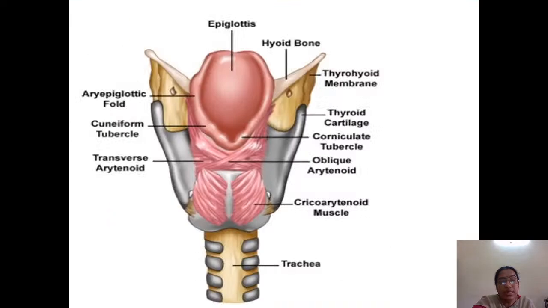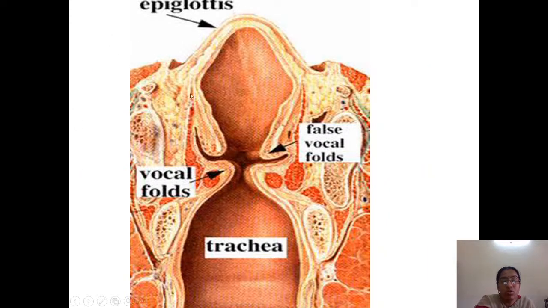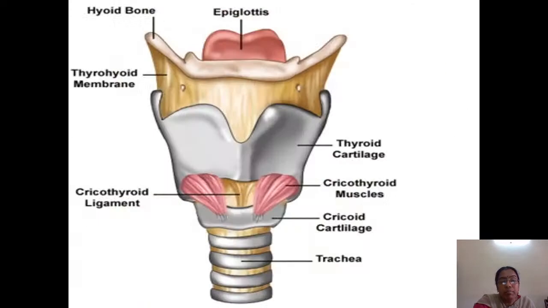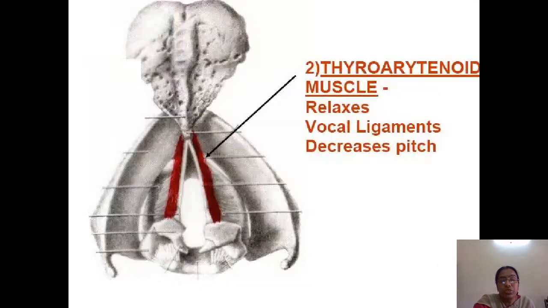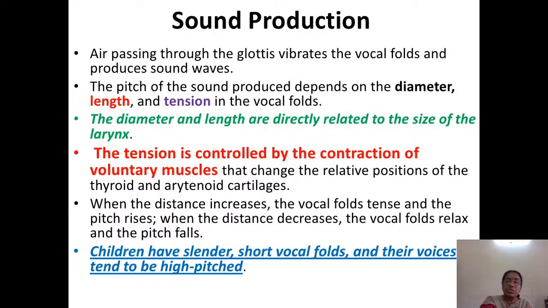Let's see one picture. It is vibrating that part. These vocal folds vibrate. When air enters the larynx, this air vibrates the vocal folds, and because of that vibration, sound is produced. Next, the pitch of the sound produced. After the vibration of the vocal folds, the sound wave may be a little bit high or a little bit low.